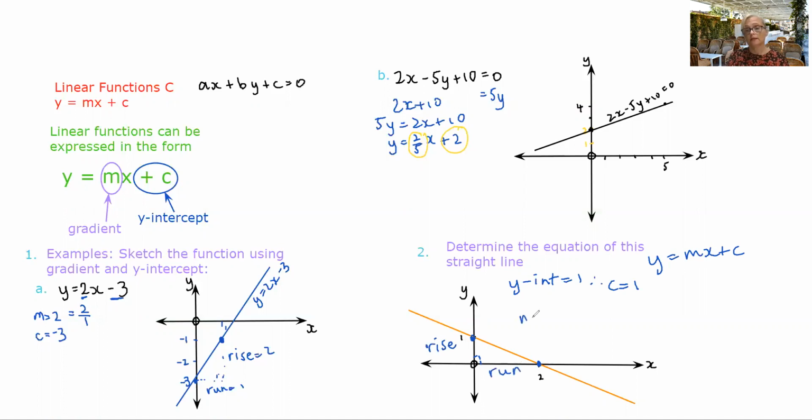So your gradient is rise over run. In this case, our rise, we've gone down by 1, and our run, we've gone across by 2. So when we pop that into our equation, we just get y equals -1/2 x plus 1. And it's perfectly fine to leave it in that version. If you don't want fractions, you could multiply everything through by 2 and pop it all over the one side, but that's perfectly fine.